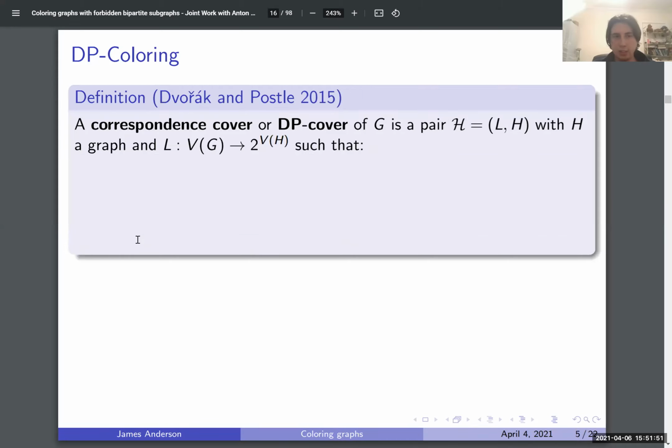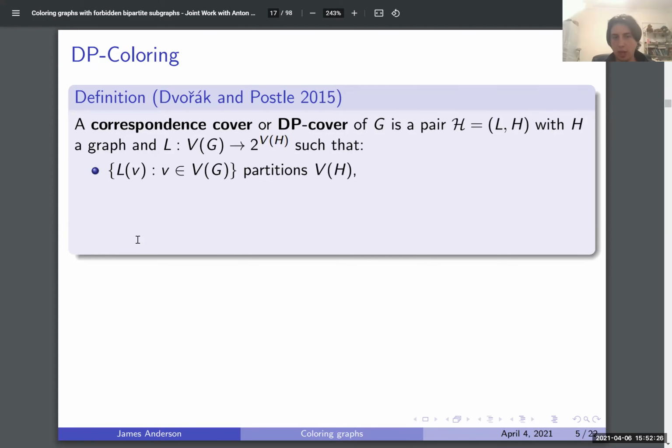So what exactly is DP coloring? It was introduced in 2015 by Dvořák and Postle. And we start with the definition of a correspondence cover, or DP cover. So when we have a graph G, we take a pair L and H, where H is a graph, and L is a function that sends a vertex of G to a subset of the vertices of H that has certain properties.